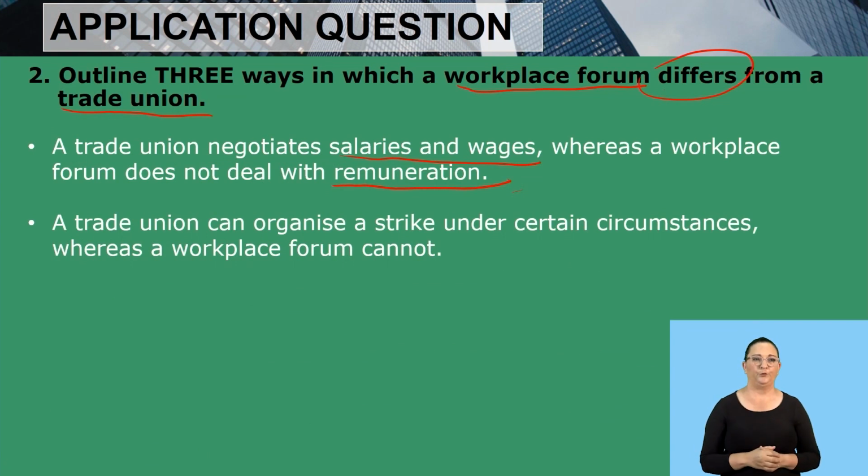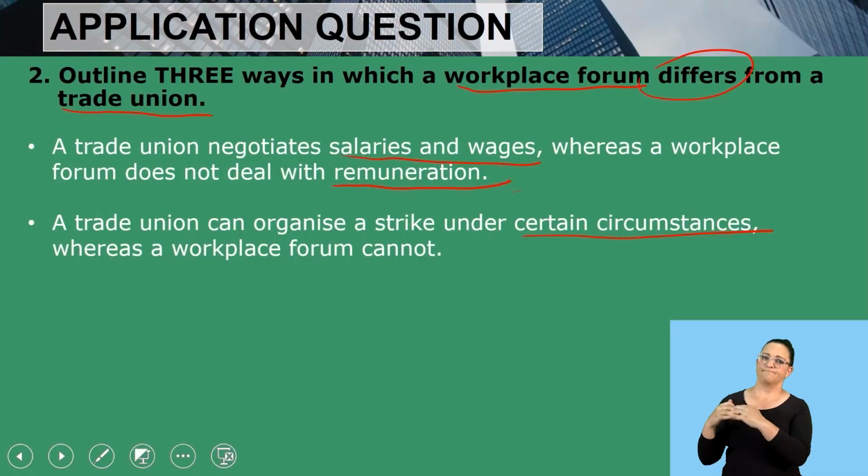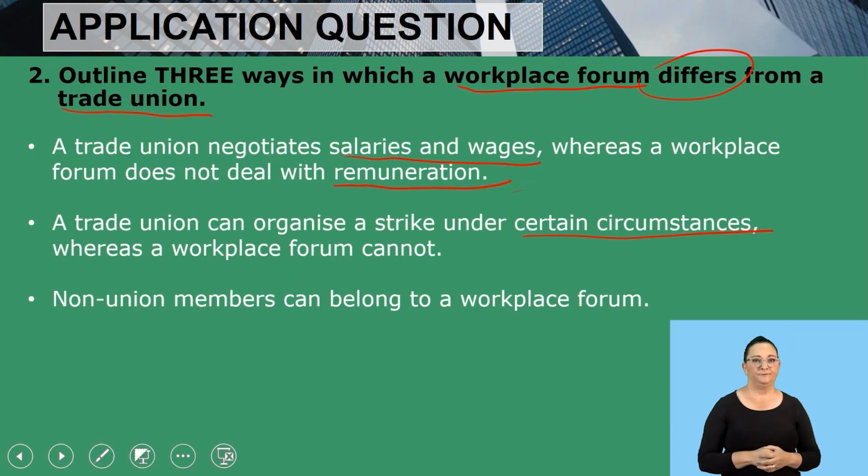Secondly, a trade union can organize a strike under certain circumstances, whereas workplace forums cannot. Remember, workplace forums are all about ensuring that employees are included in the decision making for as long as it affects the employees. If the employer wants to make a decision, they have to consult or include the employees. So a trade union can organize a strike under certain circumstances, whereas a workplace forum cannot do that. Non-union members can belong to a workplace forum.